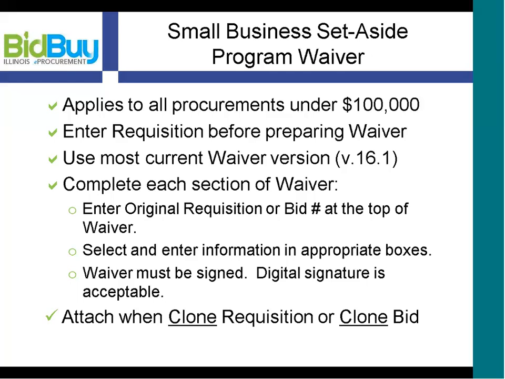And please use the most current version of your waiver, and right now that is version 16.1. You will complete each section of the waiver. You will enter your original requisition or possibly your bid number at the top of that waiver and enter the information in all the appropriate boxes. Your waiver must be signed. Digital signature is acceptable, and we're going to show you when you're going to do this, but it will be attached when we clone the requisition or clone the bid, and that's a word we'll explain in just a bit.